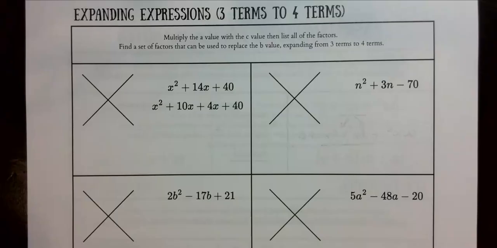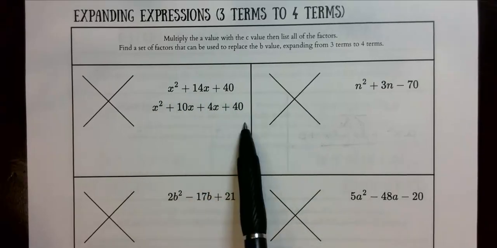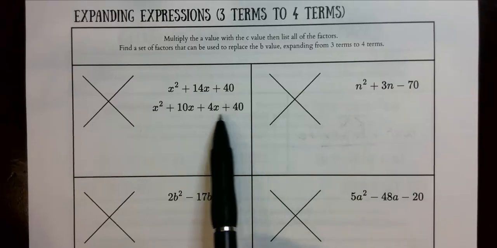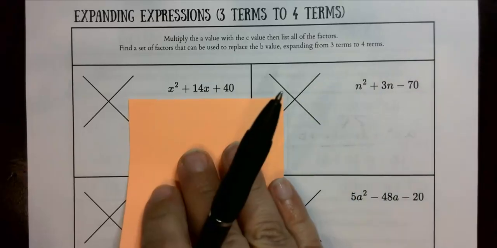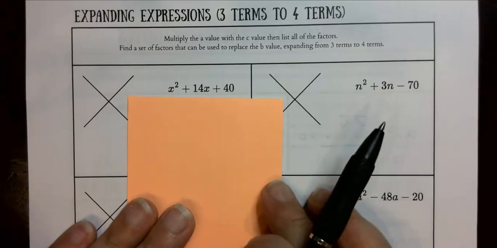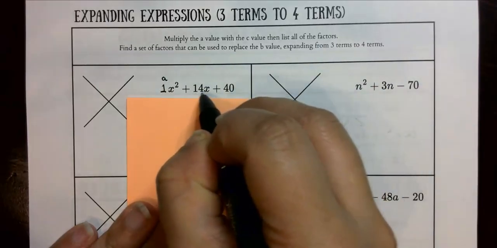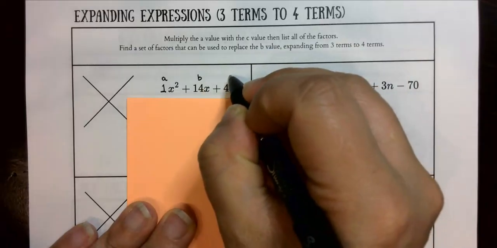So the first thing we're going to do in this video is talk about what we need to do to go from 3 to 4. I'm going to walk you through this one that's already set up for us. Let's pretend for a second that we don't know this. We have 3 terms. This is our 1, which is our A value. This is 14, which is our B value. And 40 is our C value.